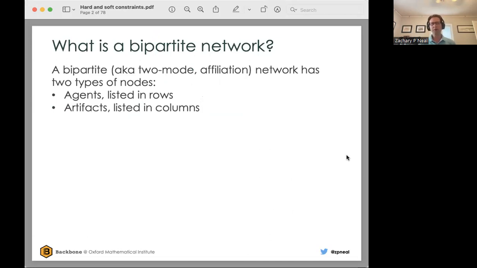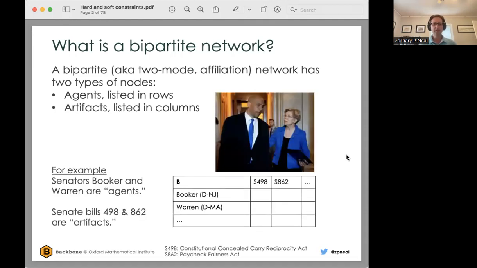So just to get us started, a quick review of what I have in mind when I'm talking about a bipartite network. Bipartite networks, sometimes also called two-mode networks or affiliation networks, have two kinds of nodes. In the talk, I'm going to call these nodes agents and artifacts. If we represent this network as an incidence matrix, the agents are the ones in rows. These are the ones that we're actually going to be interested in for our backbone, and the artifacts are listed in the columns. A lot of my work using backbones applies it to empirical data on US congressional politics, so I'll use that as a running example.